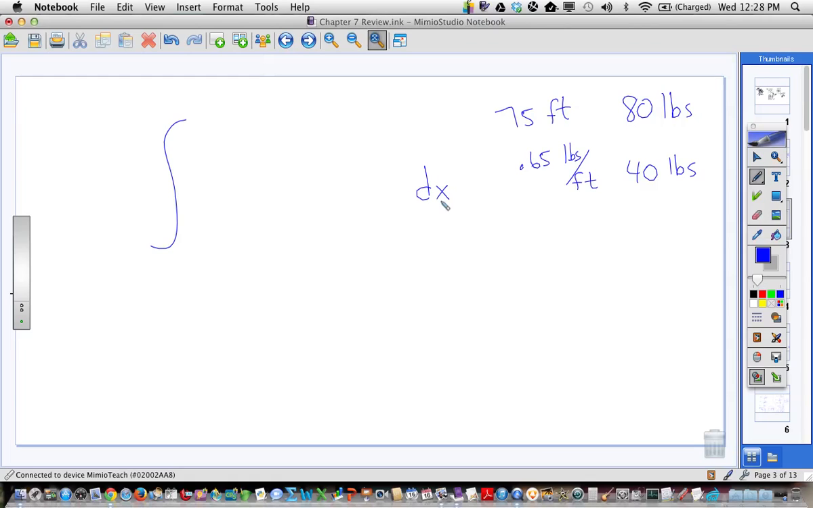Let's deal with the bucket first. Anybody want to talk us through it? We talked a couple different ways on this one. The change was 40 pounds per 75 feet. Now you can think of that as a slope kind of thing. That was one way we wrote it yesterday. We said at 0 feet it was 80 pounds. At 75 feet it's 40 pounds.